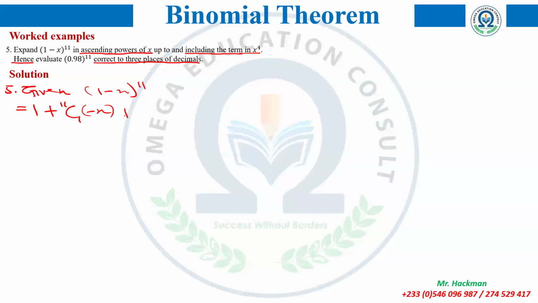Yes, please. Then plus 11 combination 2, then your minus x squared, it will be x squared, but your x is minus x. We cannot end because we have to end at x to the power 4. So plus, we have 2 more terms to go. Then we are going to get 11 combination 3, then your minus x cubed. Then plus 11 combination 4, then your minus x to the power 4. Okay, that's all. Is that okay?